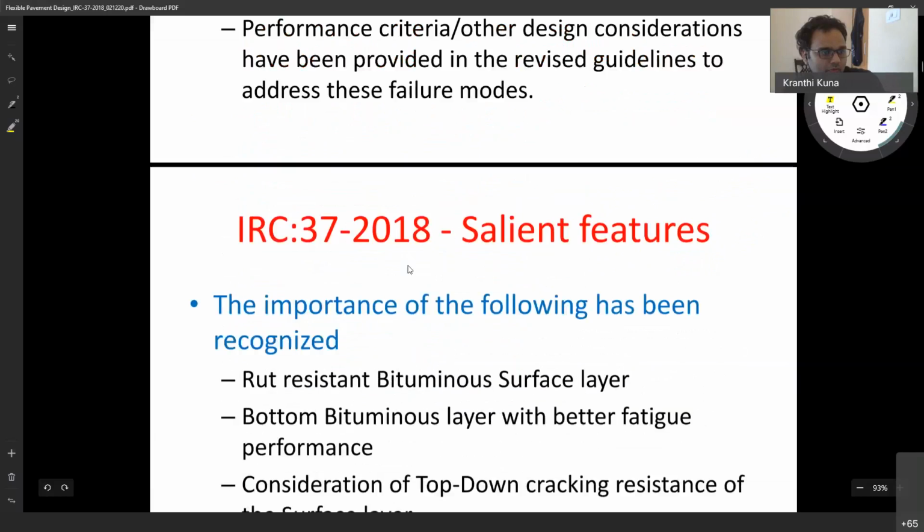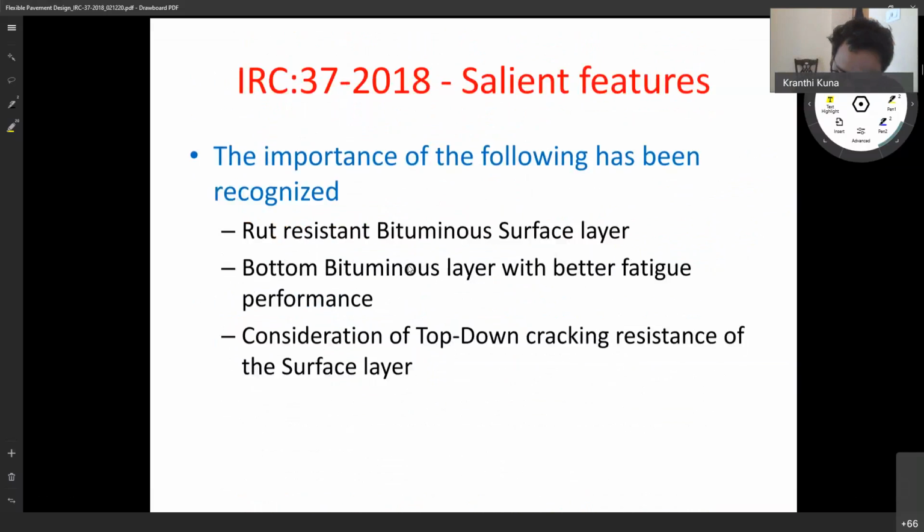So the importance of the following has been recognized. Rutting resistance in the bituminous surface layer, for example: IRC 37 talks about the use of SMA and gap graded rubberized mixes, GGRB, which are rut resistant mixes. It recognizes those and recommends a bottom bituminous layer with better fatigue performance.